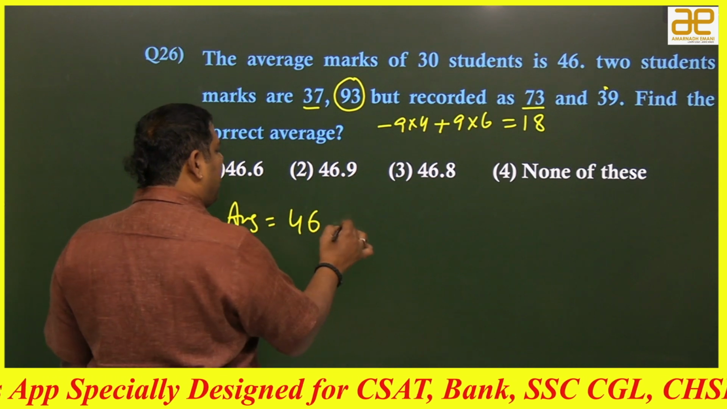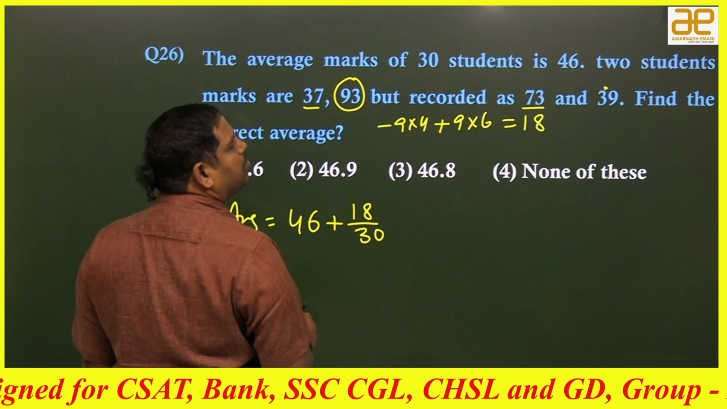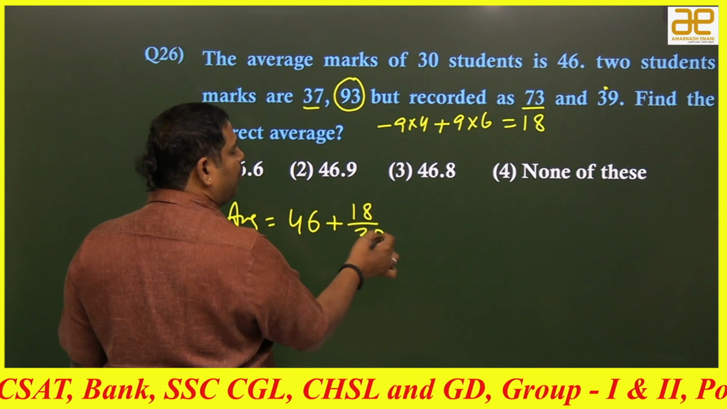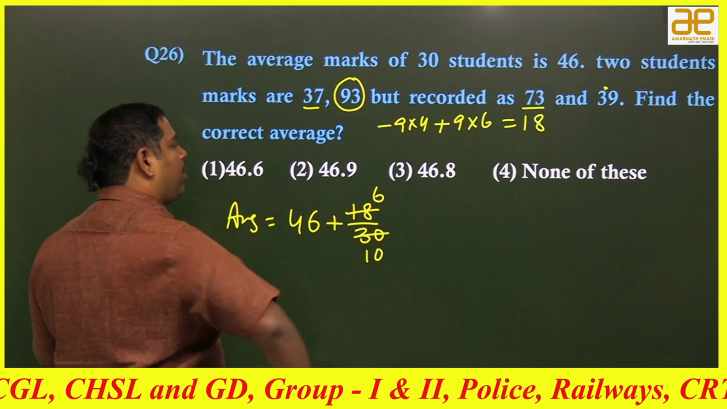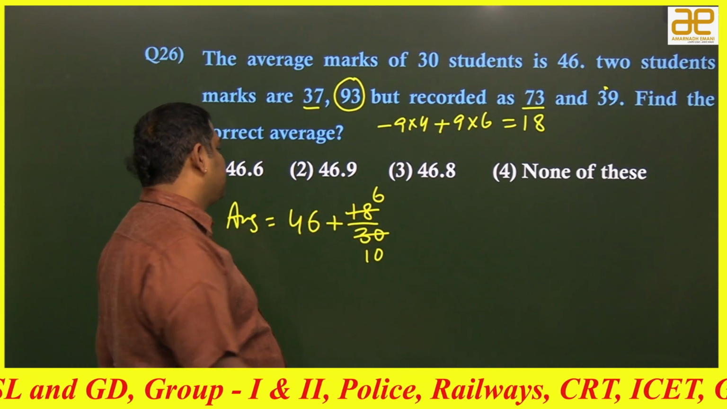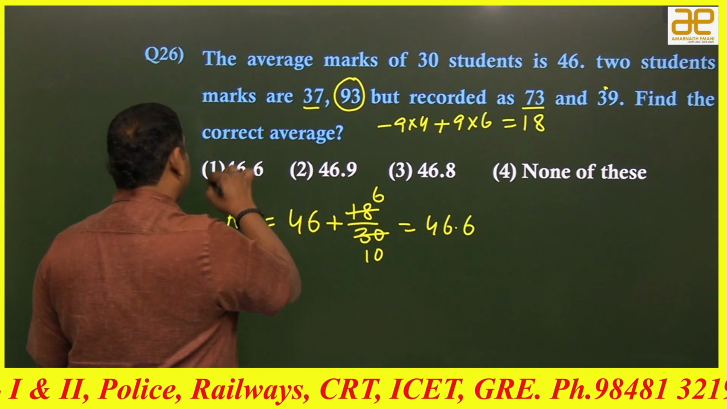Whatever I am adding, should that be given to only one observation or all the 30 observations? 30 observations. Don't go with cancellation with 6, go with only 3. 3 tens, 3 sixes. 6 by 10 means 0.6. 46 plus 0.6 means 46.6. The answer is the first option.